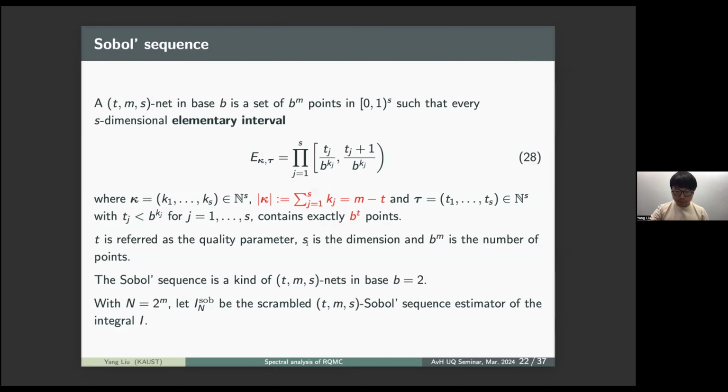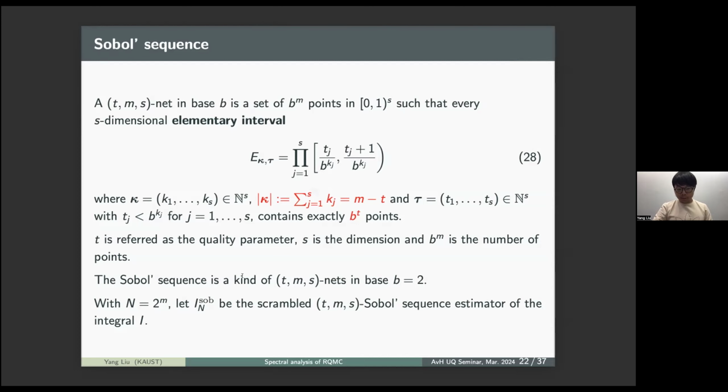So b to the m is the number of points. That means when you increase m, the volume of each elementary interval, given by b to the t minus m, is getting smaller and smaller. And each elementary interval contains exactly b to the t points. So it is clear that in some literature, t is also referred to as the quality parameter, because the smaller the t, the smaller the volume of the interval, and it contains fewer points. s is the dimension, and b to the m is the number of points.